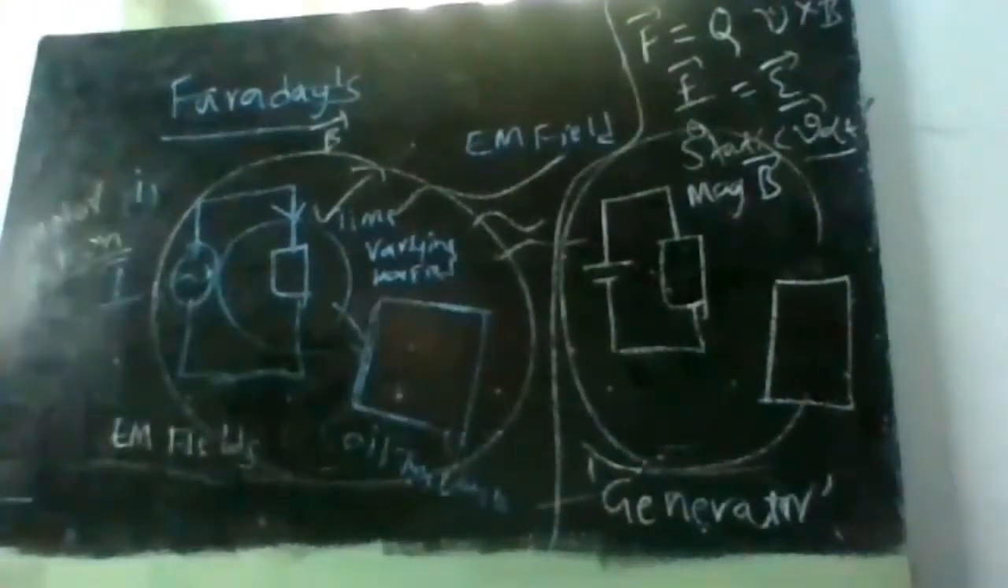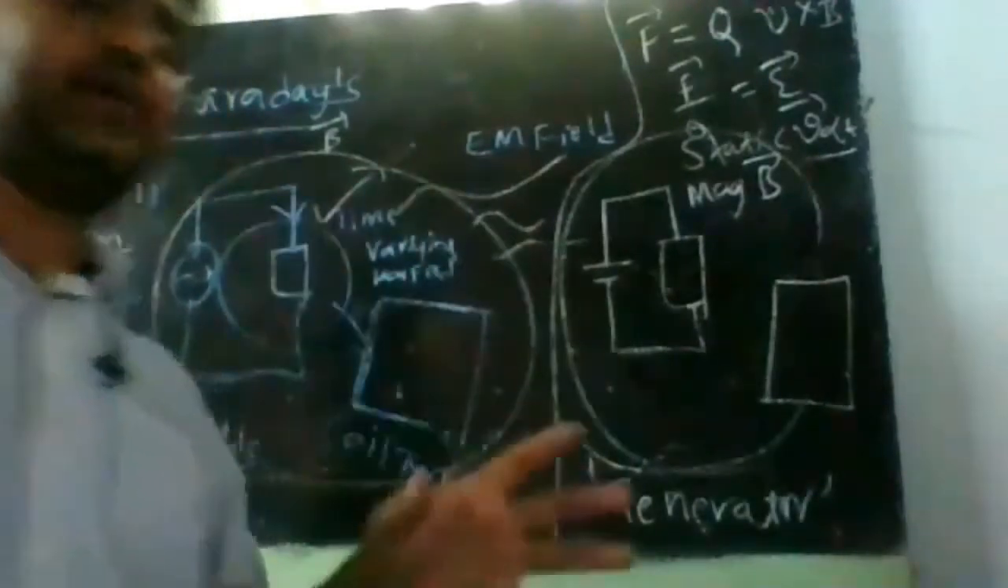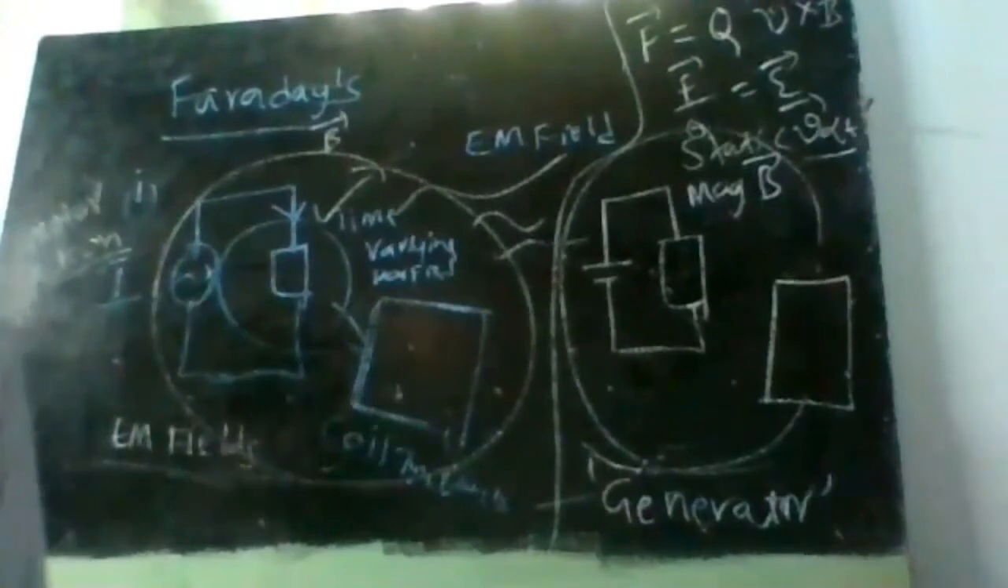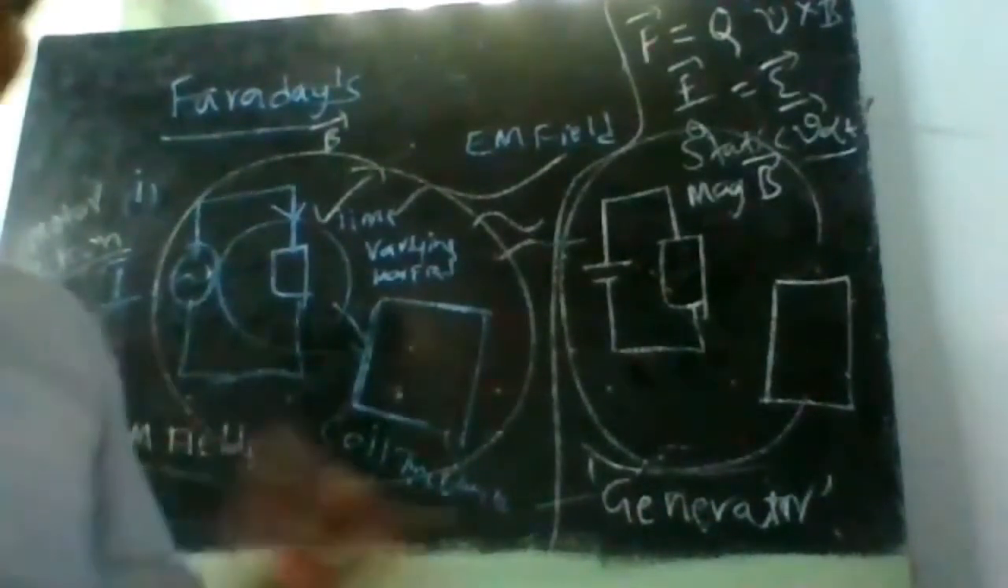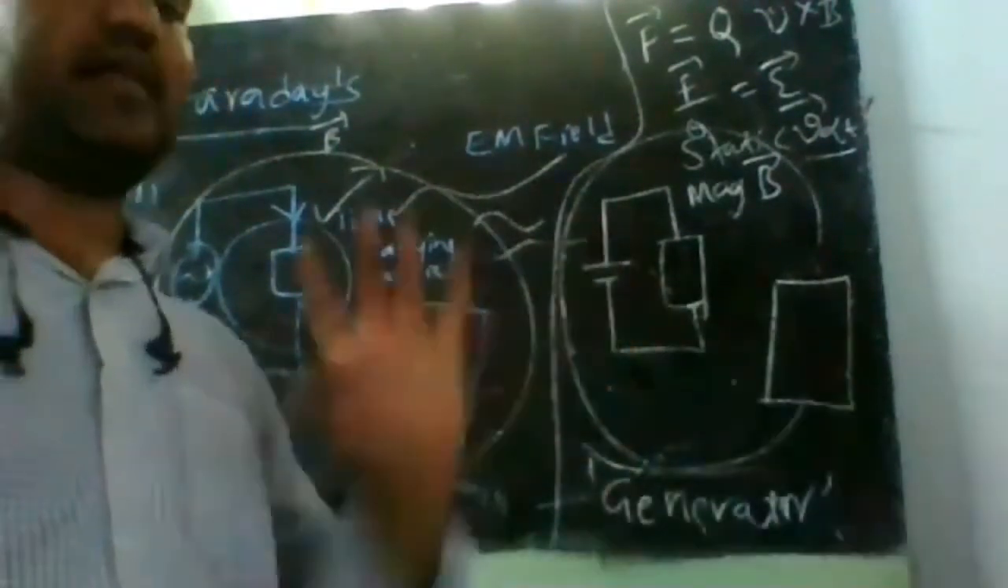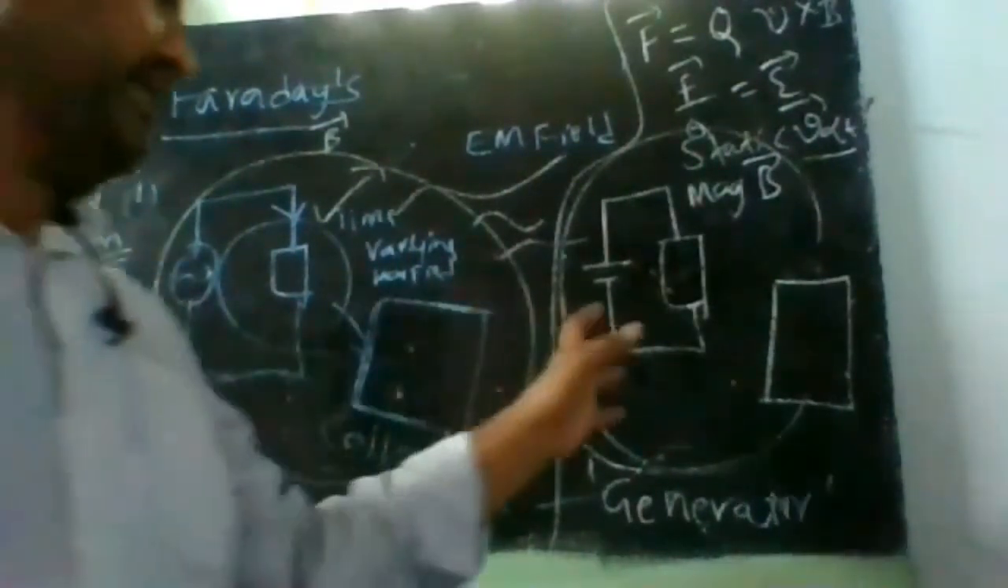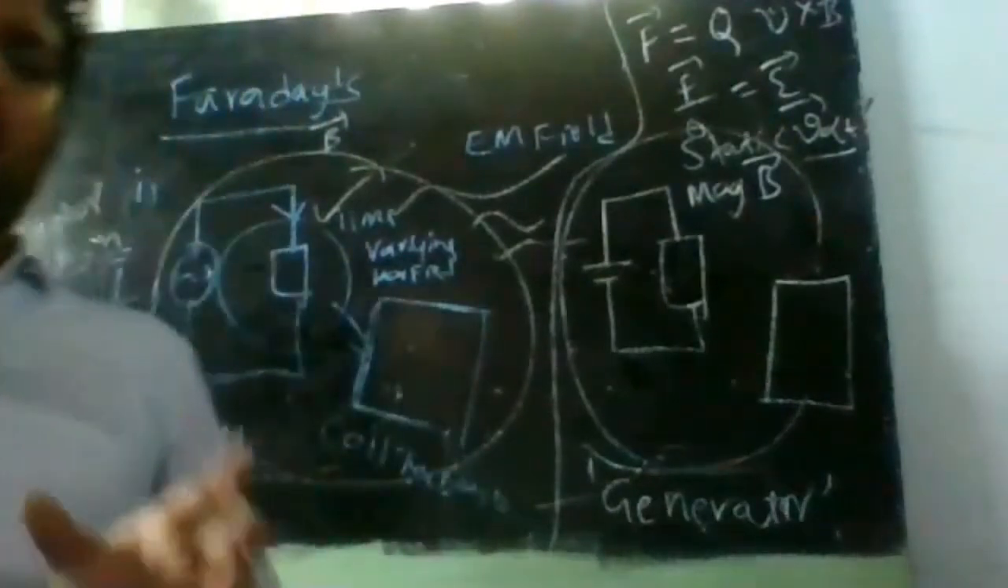Here what we do is, we will apply DC current itself. We will apply DC current to the coil, right? And the coil is static. The current carrying conductor is static. So it will produce a static magnetic field, right?